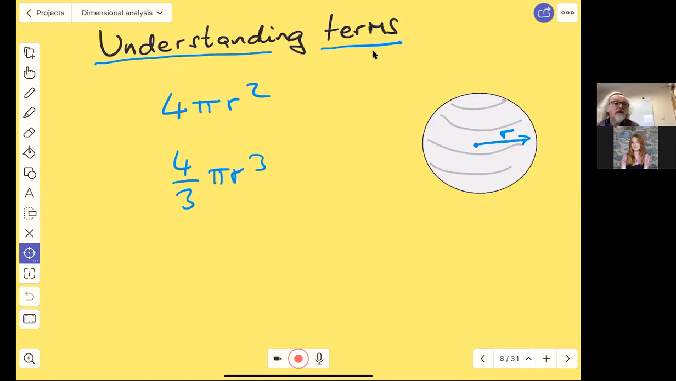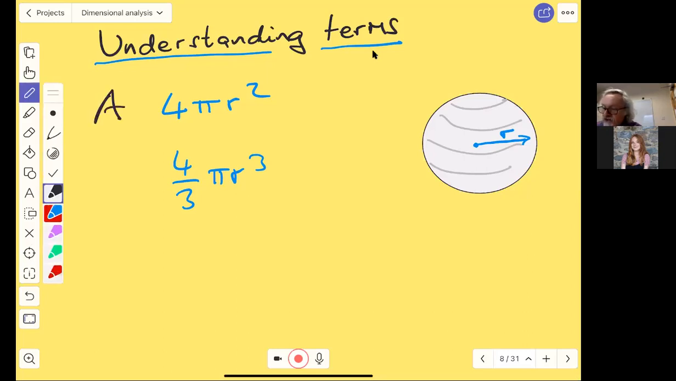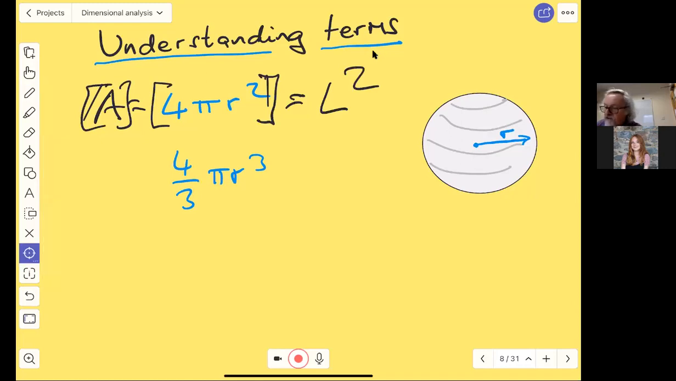Exactly, good. So the top one is the surface area, I'll just call it A, and that's because it has dimensions of length squared. The dimensions of R are length. 4 pi is just a number, it's a geometric number, it has no dimensions at all. So this is clearly an area because it's got length squared.